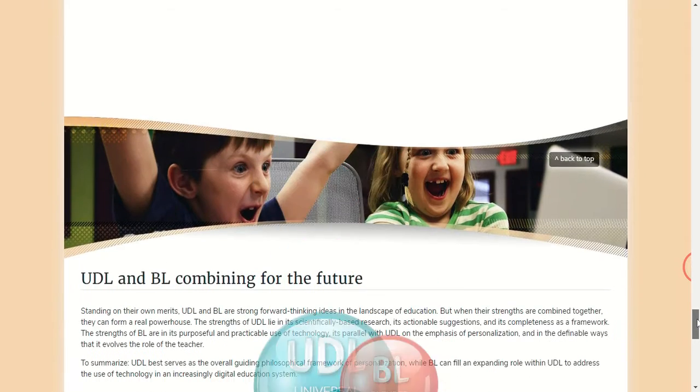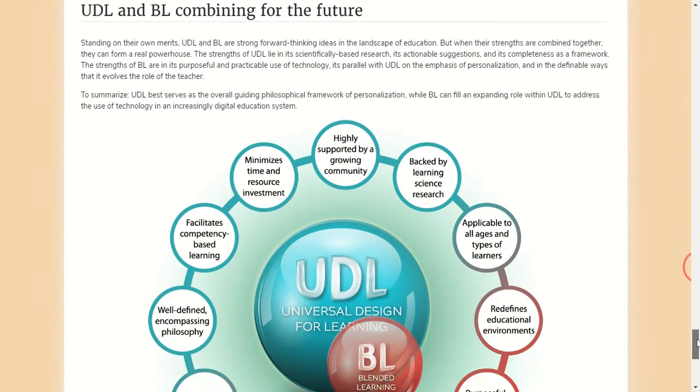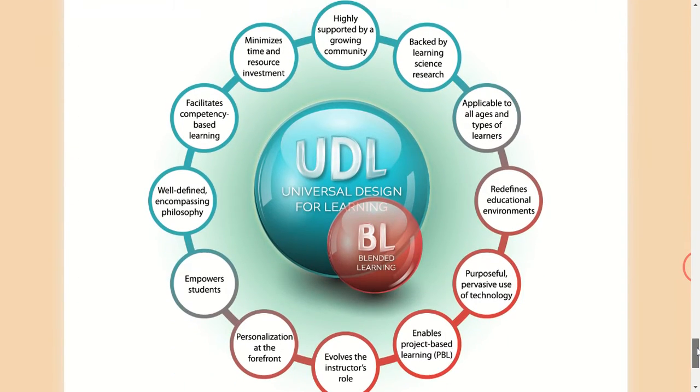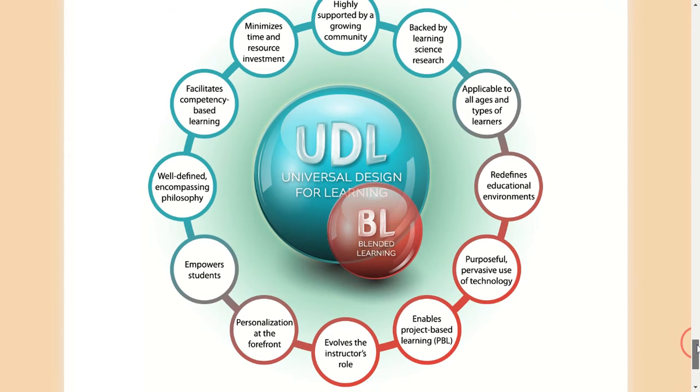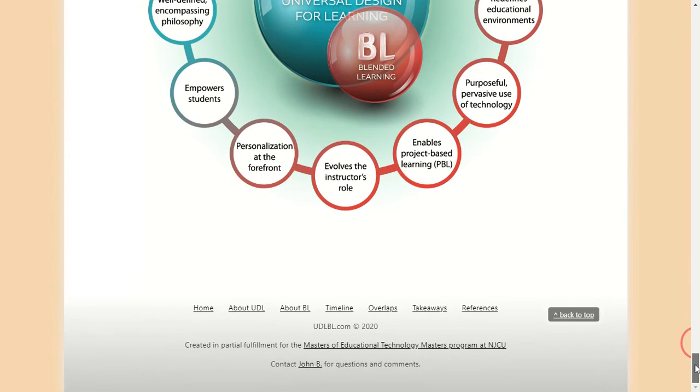And then finally, as we get down to the last section, again, you can see that the BL and UDL spheres are following us all the way down the page. We come to a graphic that I designed that I feel summarizes the overlaps between the two. It also shows something similar to the final timeline image here, where we have BL heavily starting to overlap with UDL. So that is basically the website.